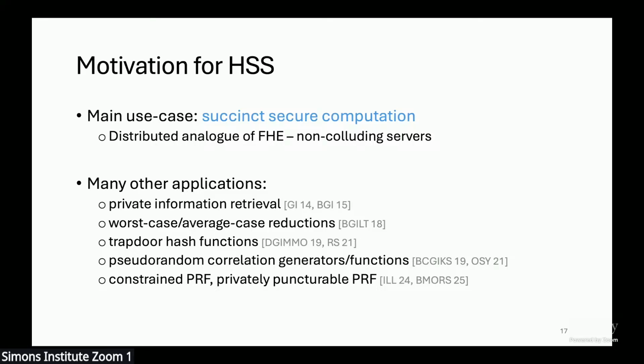It can be used to build advanced forms of private information retrieval. Worst case to average case reductions have been derived using HSS. You can build advanced cryptographic primitives like trapdoor hash functions, pseudo-random correlation generators and functions, which Alette mentioned in the previous talk. And very recently, there are works building constrained PRFs and even privately puncturable PRFs from HSS-style techniques. This is not always black box using HSS, but the kinds of techniques that were developed have turned out to be pretty powerful.